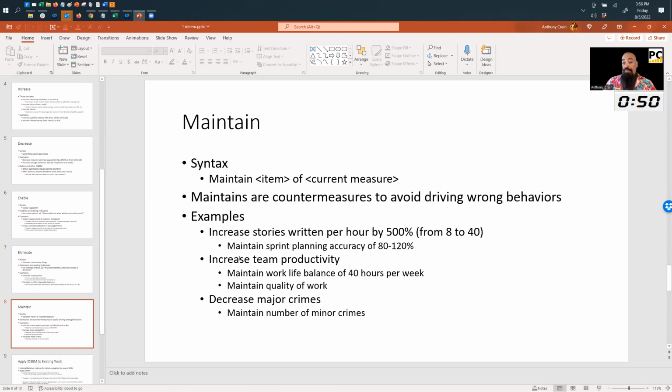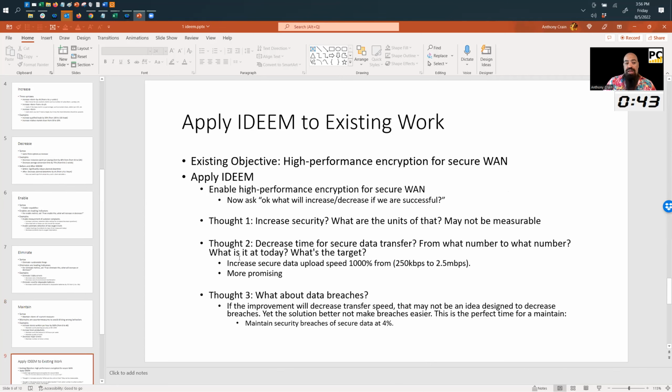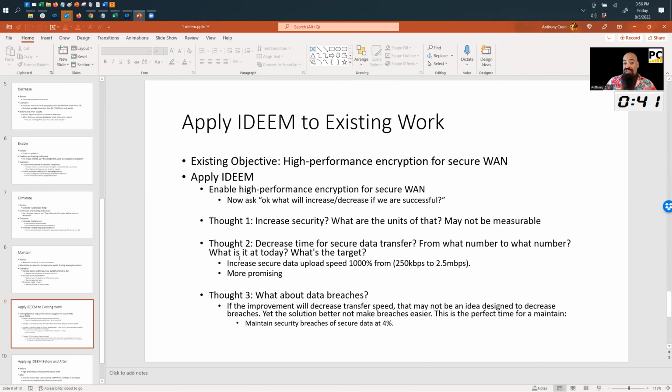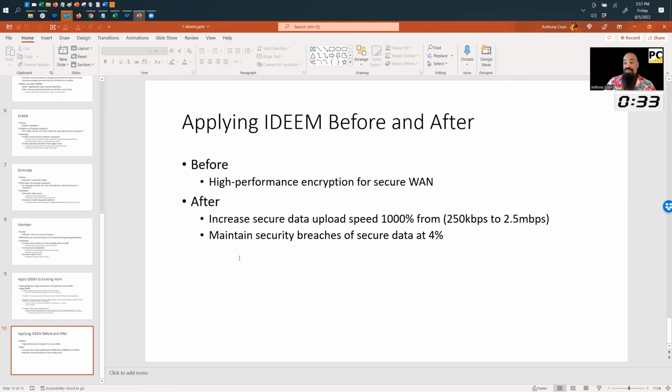Then for maintain, this is okay. If this good thing happens, let's make sure we don't mess up this other thing. So it's quite a bit different than the other four. And then finally, I give you an example of us applying IDEEM to one example. This is one I had handy. I've had way more exciting outcomes than the one here. And that's what we'll wrap up the video with.